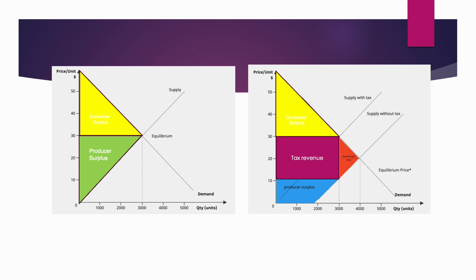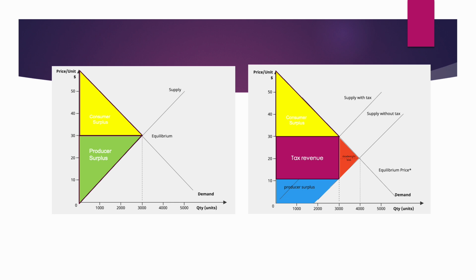In the consumer surplus column, this area is reduced as consumers now pay a higher price for the goods, decreasing their overall benefit. The producer surplus area is also reduced as producers now receive a lower price for the goods, decreasing their overall benefit as well.